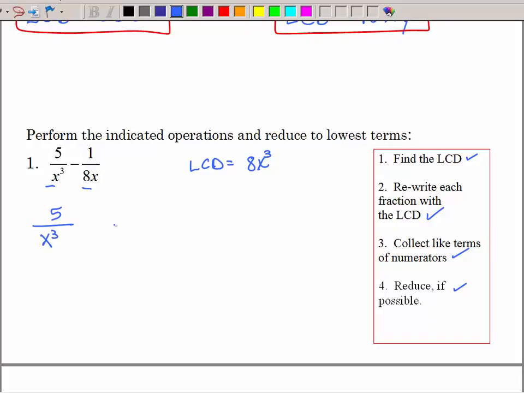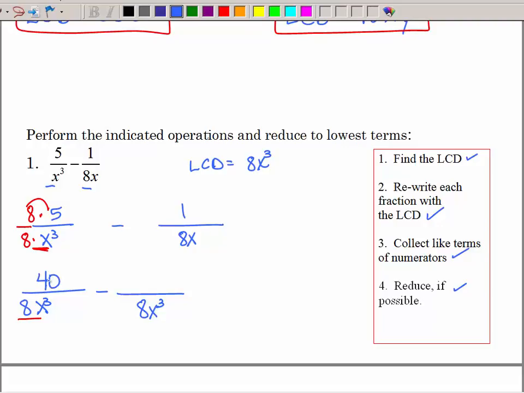So I'm going to write this where I have a little bit more space. And I suggest you do the same. So I want to write each of these with 8x cubed being the denominator. So let's look. The question you have to ask yourself is, what do you have to multiply this old denominator to make that new one? And of course you'd have to multiply by 8. And whatever you multiply by on the bottom, you have to multiply by on the top, because 8 divided by 8 is 1, so you're essentially multiplying by 1, which does not change the value of the fraction. So 8 times 5 is 40.